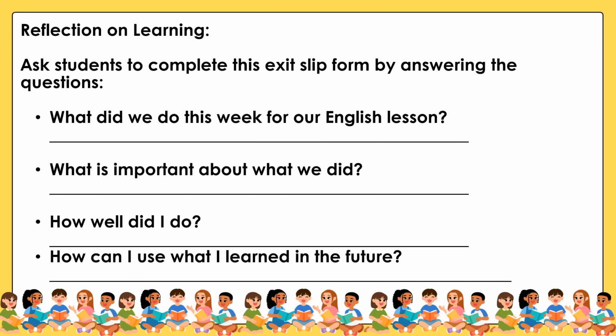Here's the reflection on learning. Ask the students to complete this exit slip form by answering the questions. First, what did we do this week for our English lesson? Second, what is important about what we did? Third, how well did I do? Fourth, how can I use what I learned in the future?